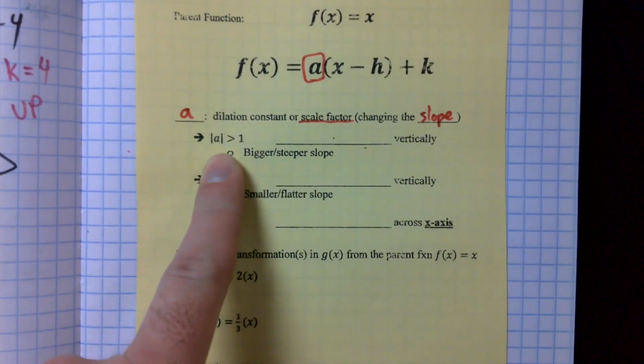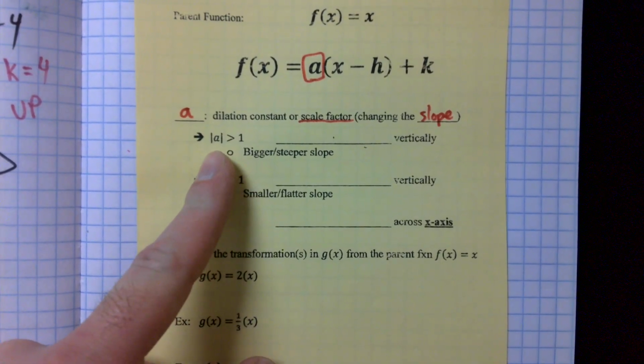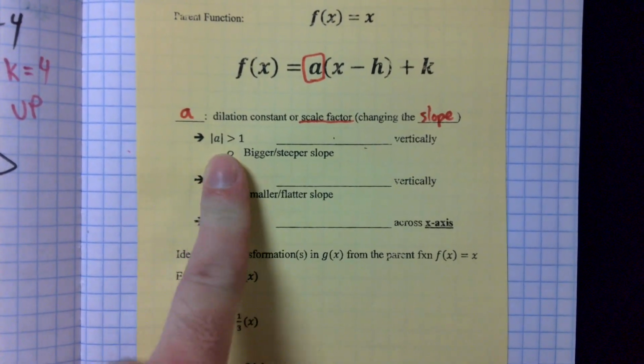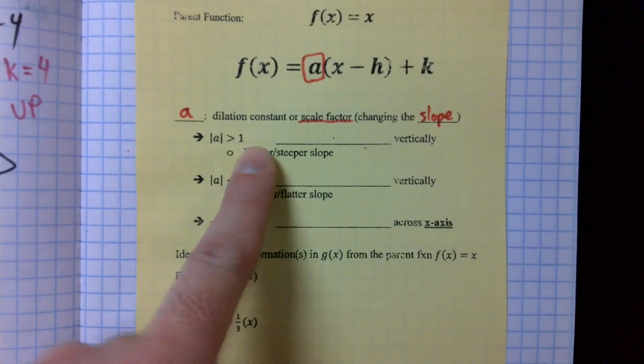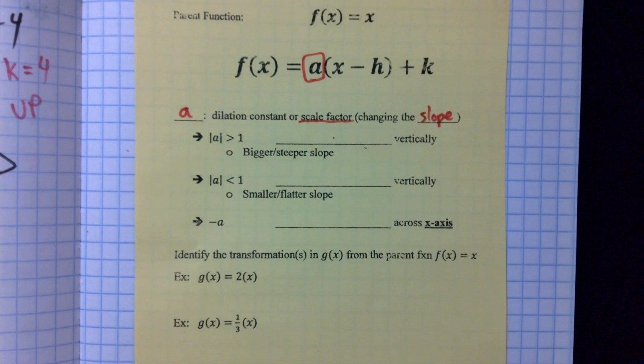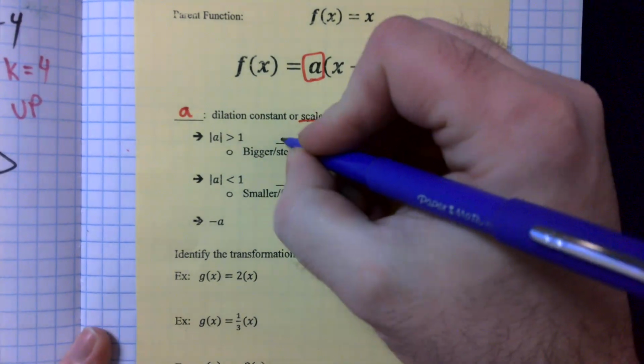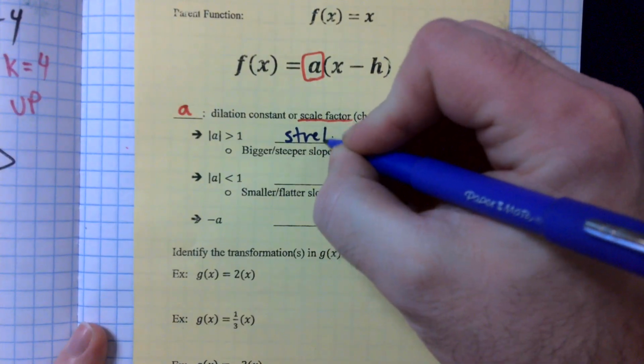What are these little guys wrapped around this a right here? What do we call that? Absolute value. So if the absolute value of a is greater than 1, what that tells me is that I am stretching my function vertically.